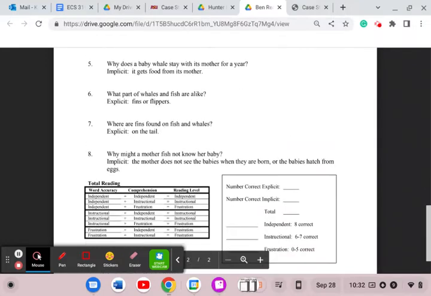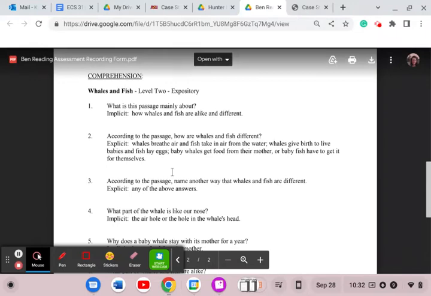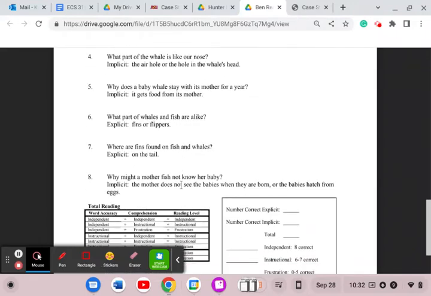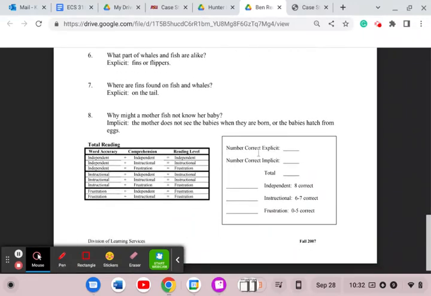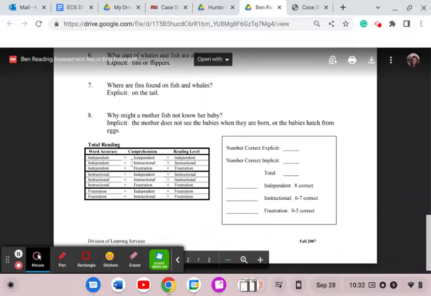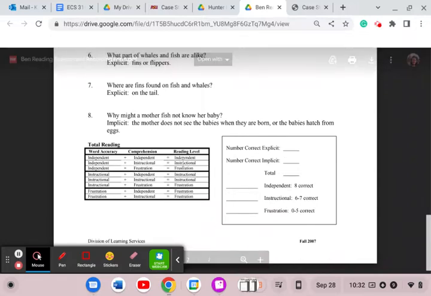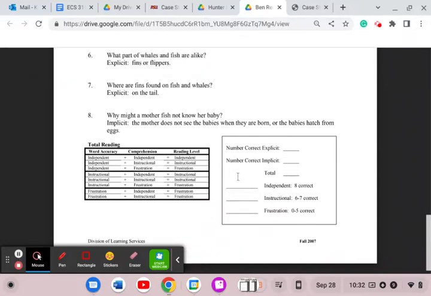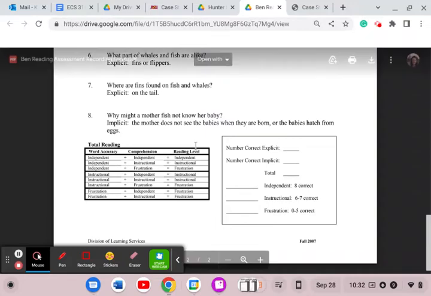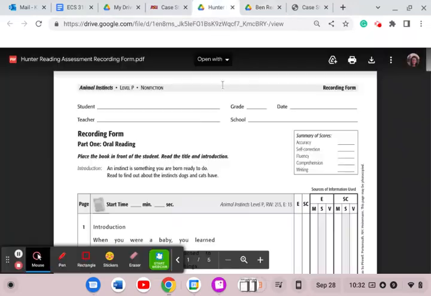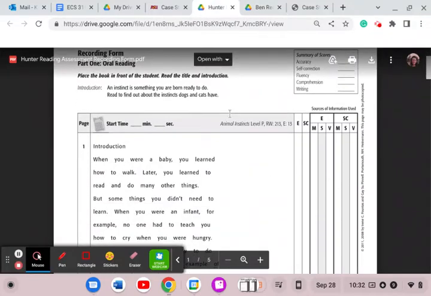And then down here, I believe she doesn't ask every single question, so make sure you count the number that she did ask Ben, and then the number correct, the number of implicit, and look here, independent, instructional, and frustration. So that's a total number. You want to see how many Ben got correct and see what level Ben is at. For Hunter, it's along the same lines.